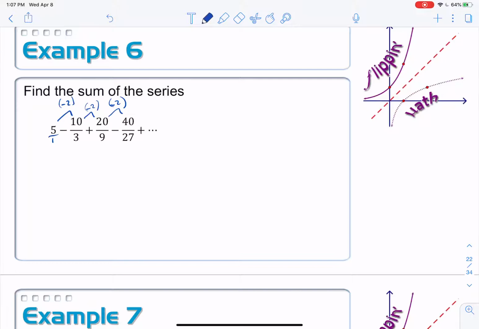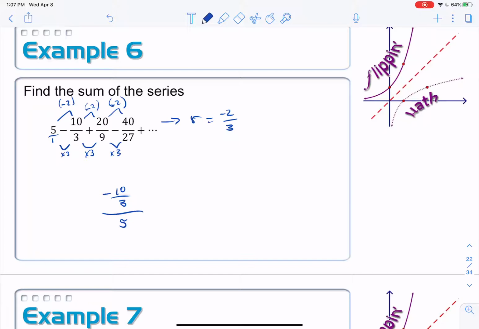And then on the bottom, I don't want to keep using the negative sign because I already dealt with the negative sign up top. This is just times 3, and 3 times 3 gives us 9, and 9 times 3 is 27, which implies that the common ratio is negative 2 over 3. Again, I could have gotten that by taking negative 10/3, dividing it by 5, and simplifying all that down. You get negative 2/3.